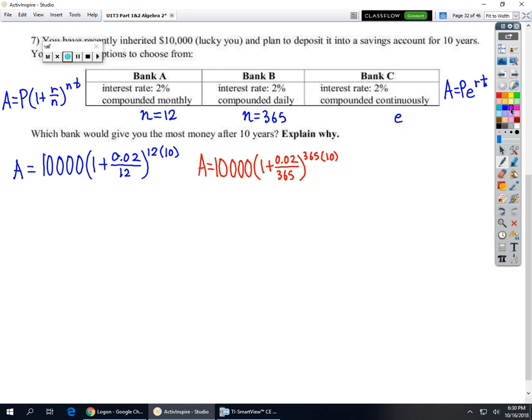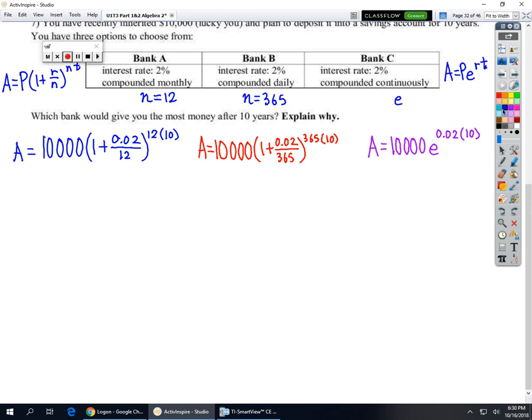And for the last one, this is the easiest equation to use. A equals 10,000. Probably should have given you a smaller number. e to the rt. The rate is 0.02 times t, which is 10 years. So you need to know how to use these formulas. You're not expected to memorize them.